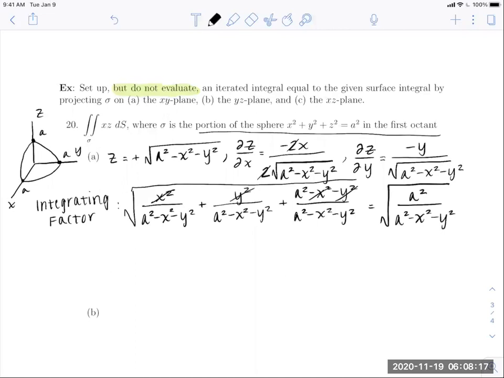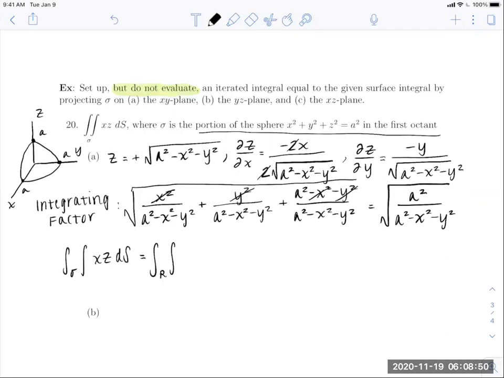Remember, what we're looking for is the surface integral over sigma of x z dS. There, that dS differential tells you that this is a surface integral. But we don't know how to integrate with a dS. We know how to integrate with a dA, right? We know how to integrate over flat regions in the plane. And so let's transform this to a double integral in the plane. And to do that, we pay for it with our integrating factor.